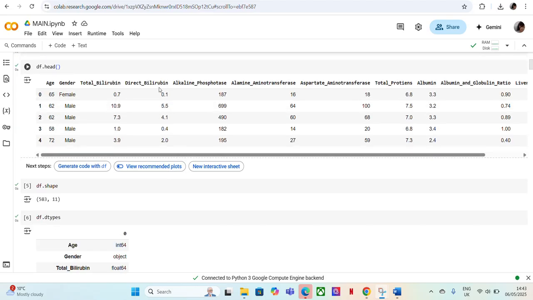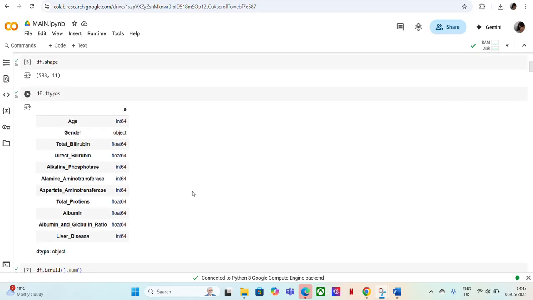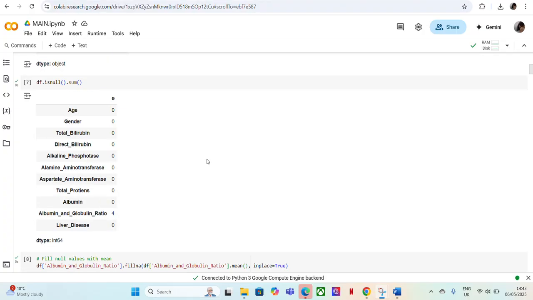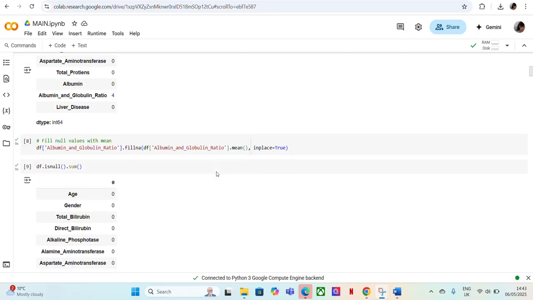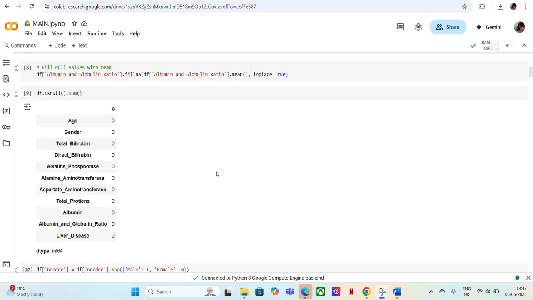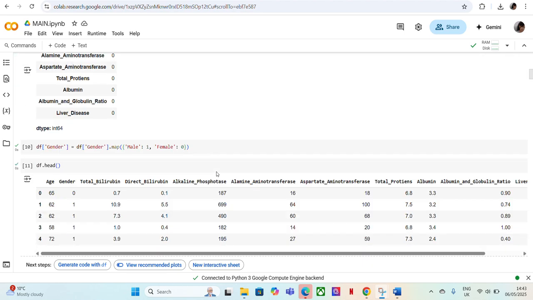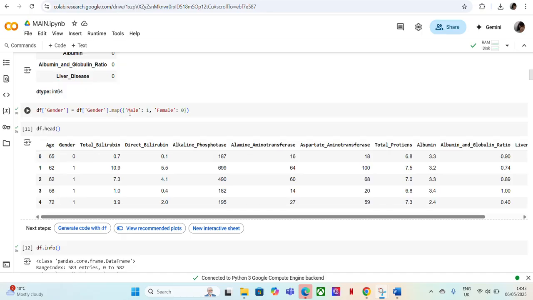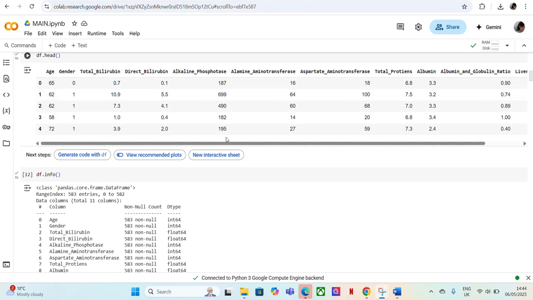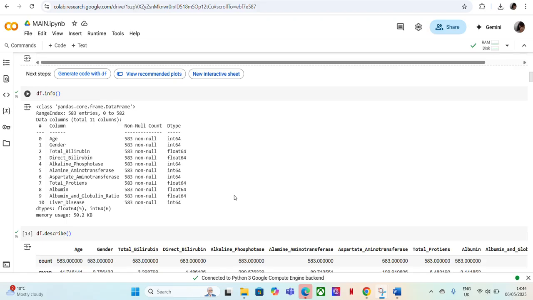Displaying the first 5 rows. Then the data types are displayed, and the null values. We can see the null values, and then all the null values are replaced with the mean. Then the gender value is also changed, male as 1 and female as 0. Then displaying the first 5 rows again, then taking the info.